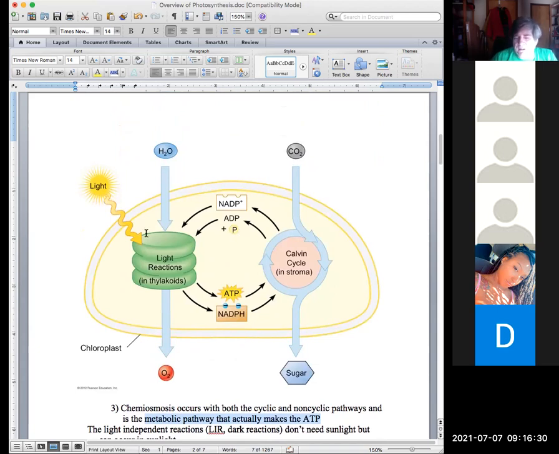Now, these light-dependent reactions, sometimes just called the light reactions, happen in the thylakoid membrane. So we'll see later, we're going to be looking at a bunch of molecules that are in the membrane. And we're going to need really two inputs to the light-dependent reactions. This is where water comes in.